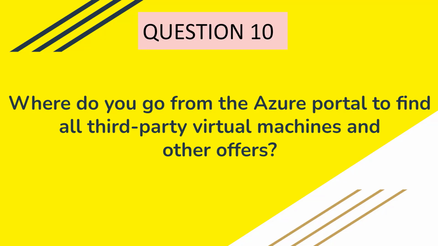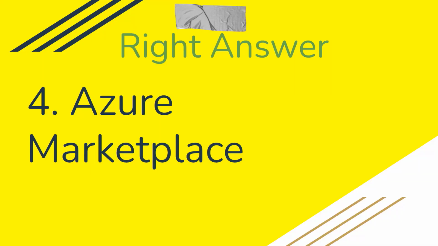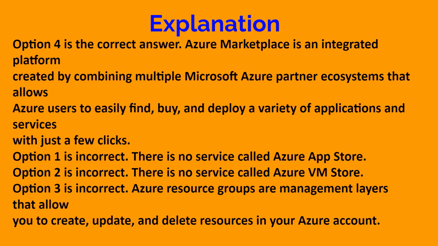Question 10. Where do you go from the Azure portal to find all third-party virtual machines and other offers? Option 1. Azure App Store. 2. Azure VM Store. 3. Azure Resource Group. 4. Azure Marketplace. Right answer is 4. Azure Marketplace. Explanation. Option 4 is the correct answer. Azure Marketplace is an integrated platform created by combining multiple Microsoft Azure partner ecosystems that allows Azure users to easily find, buy, and deploy a variety of applications and services with just a few clicks.